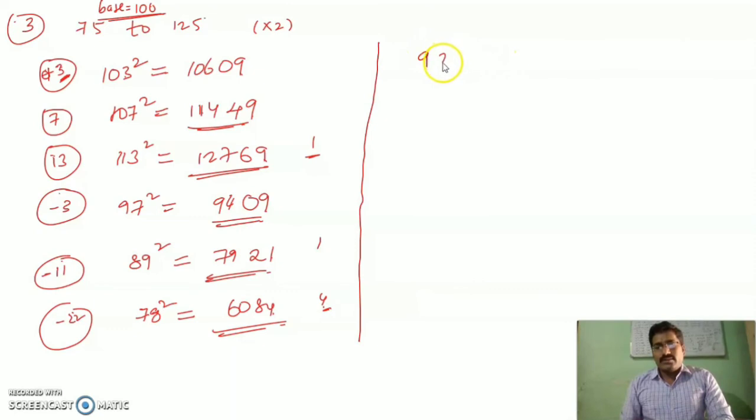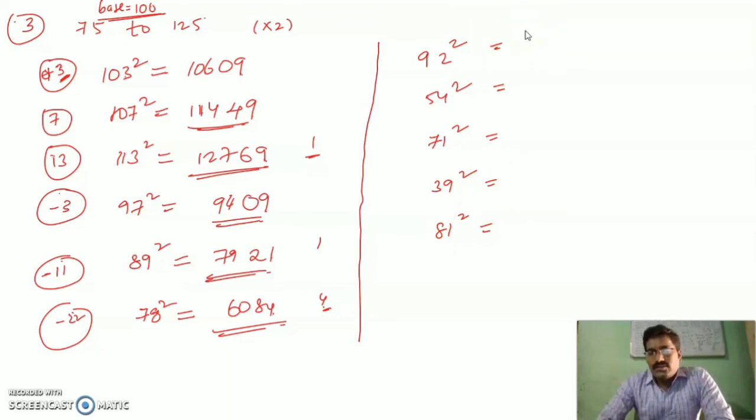Suppose 92 square, 54 square, 71 square, 39 square, 81 square. So see, randomly we have to calculate it. 92 square, 92 is less than 100. So 8. 8 square, 64. 2 times 8 is 16. 100 minus 16, 84. So within a single step we can find it.